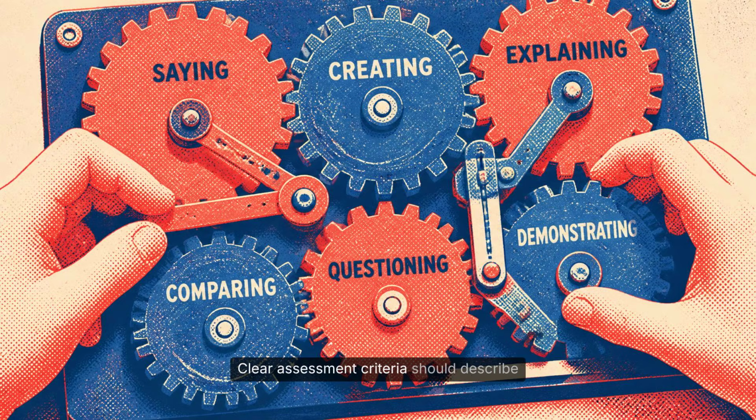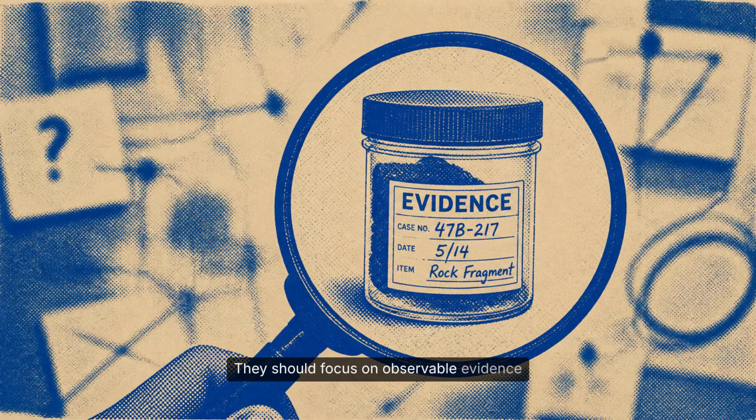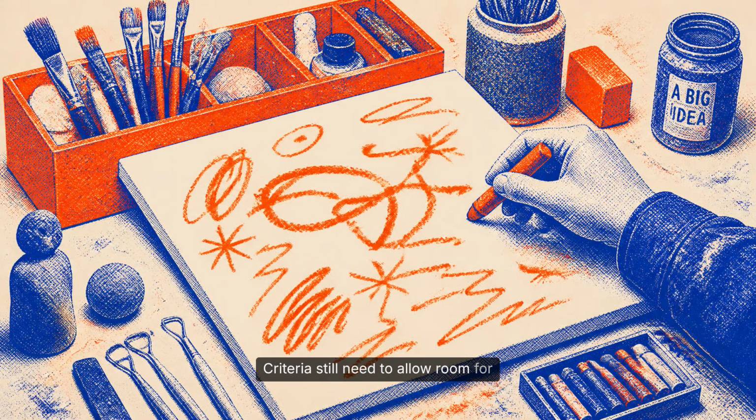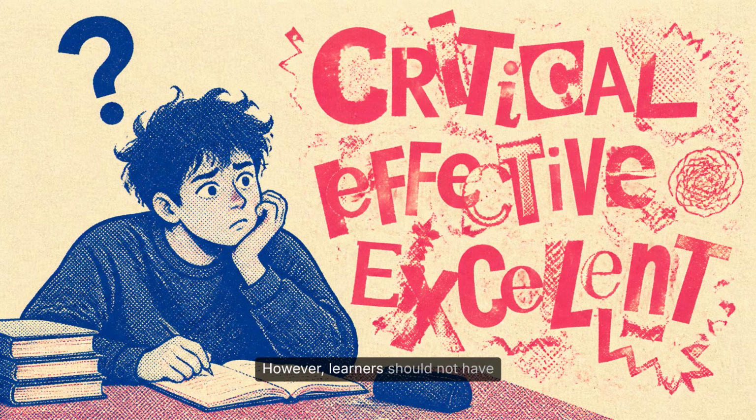Clear assessment criteria should describe what learners can actually say, create, explain, compare, question, or demonstrate. They should focus on observable evidence rather than vague judgments. This does not mean that every assessment must become a long checklist. Criteria still need to allow room for creativity, professional judgment, and different ways of approaching a task. However, learners should not have to guess what words such as critical, effective, or excellent mean.